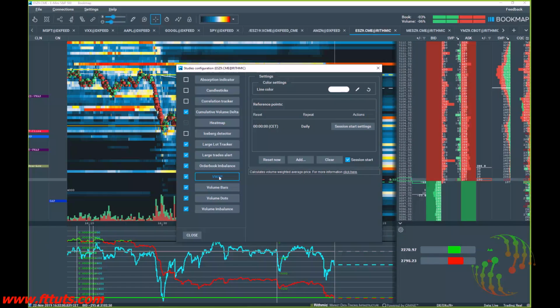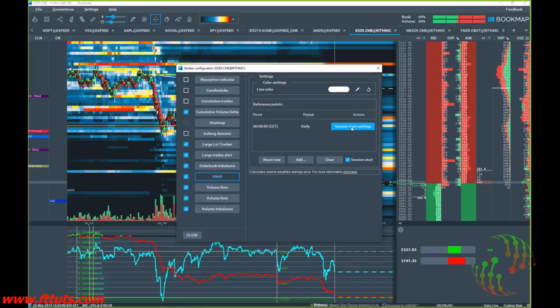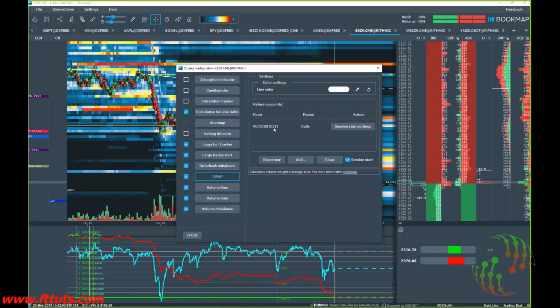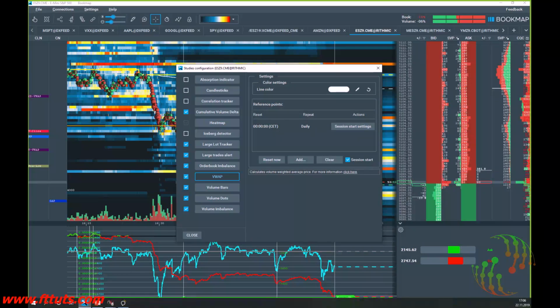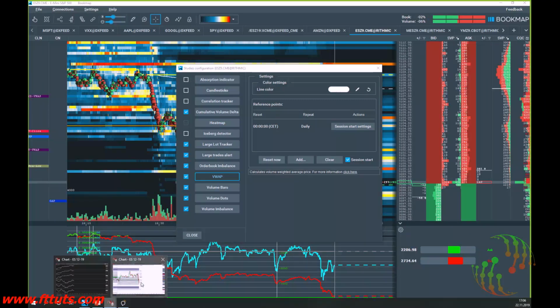So have a look here. Please set it according to your time. The session start at my time is 0 a.m., and I think it is 6 p.m. Eastern time. Yes, this is the normal setting. It shows the VWAP correctly. It should have the same numbers.